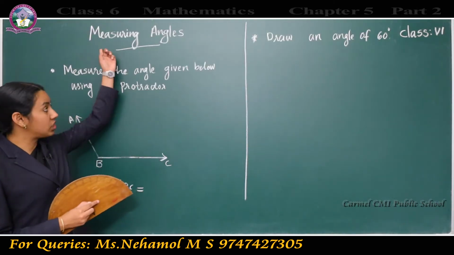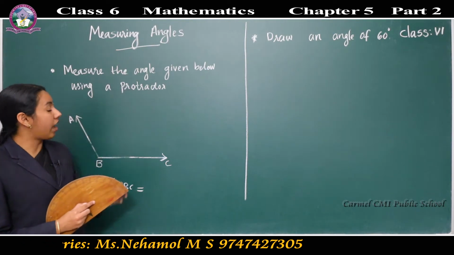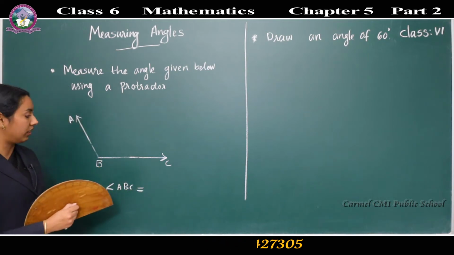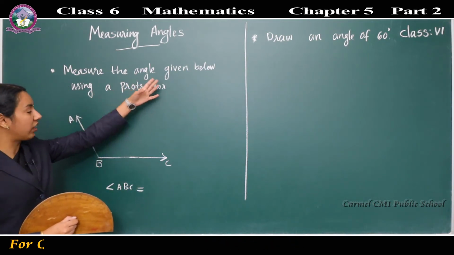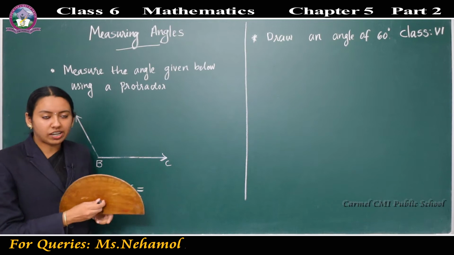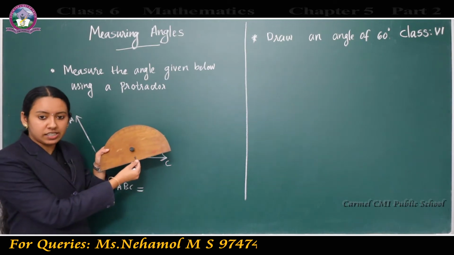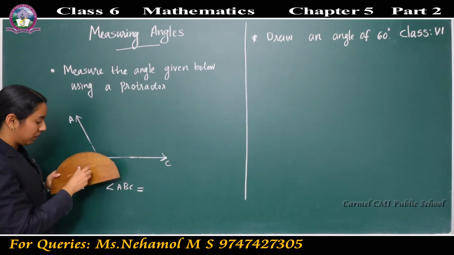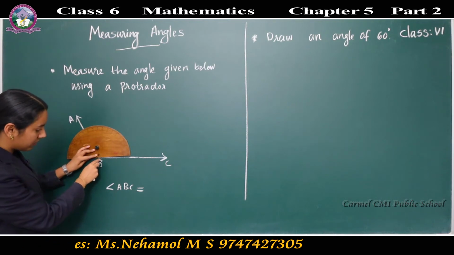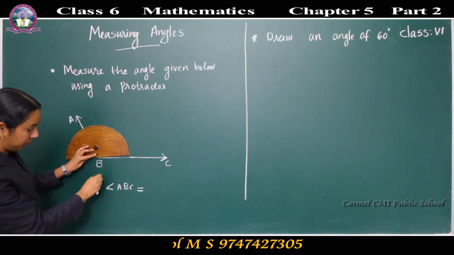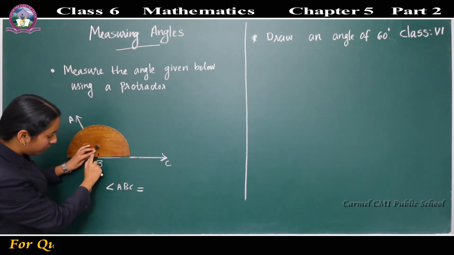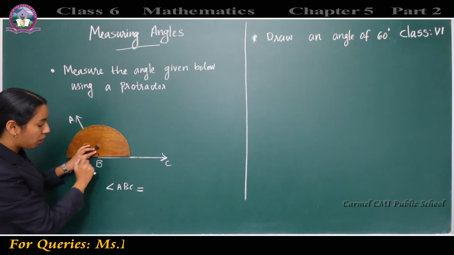Next topic is measuring angles. We use a protractor to measure an angle. One angle is given here. We have to measure it. Measure the angle given below using a protractor. First we have to place the protractor so that the midpoint of the protractor coincides with the vertex B of the angle. Then adjust the protractor so that the ray BC coincides with the straight edge of the protractor.